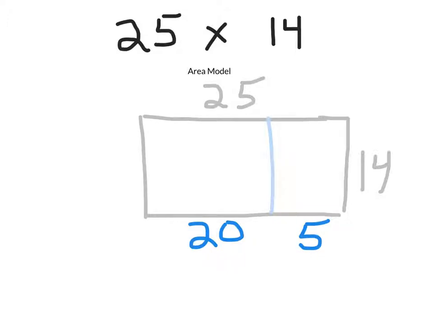So 25 is broken up into tens place and ones place: 20 and 5. Then we do the same thing with the 14. Break it up into place value, the tens place and the ones place. From there, we multiply these numbers together, the numbers on the horizontal and the numbers on the vertical.